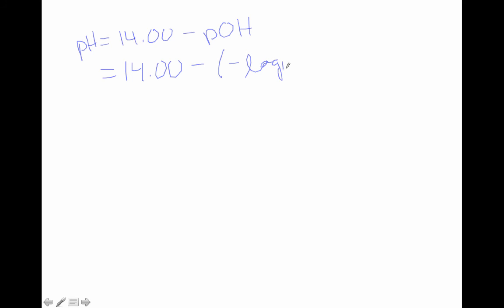To calculate the pH at this point in the titration with an excess of sodium hydroxide, we'll use that the pH is 14 minus the pOH, where the pOH is the negative of the log base 10 of the hydroxide concentration, which we found to be 0.0400 molarity. This has 3 sig figs, and this has 2 to the right of the decimal, so our answer is good to 2 to the right of the decimal, and that answer turns out to be 12.60.